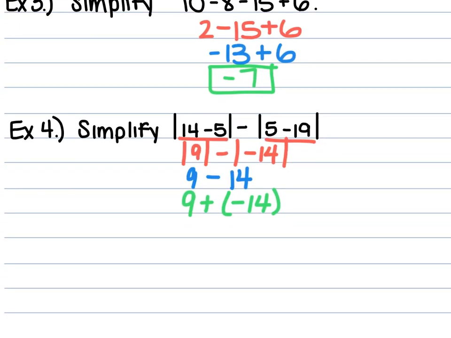For 9 plus negative 14, the 14 has a negative out in front of it, and the 14 is the larger number out of the two, so our answer is going to be negative. And then we have 14 minus 9, that gives us 5, so our answer is negative 5.